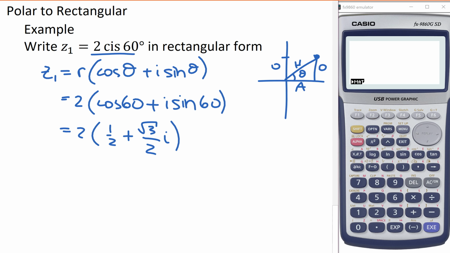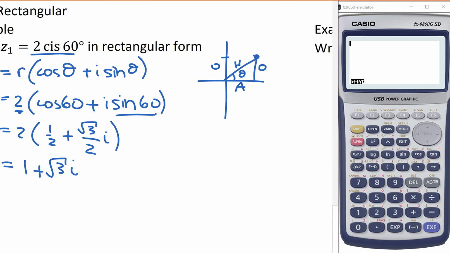And then what we're going to do now is multiply each of these by the modulus. I did that in my calculator, and it gave me 0.866, and 0.866 times 2 should be root 3. Pretty sure it is anyway. That gives me 1 plus root 3 i. Does that make sense? Is everyone pretty happy with that? So it's very similar to what you were just doing.